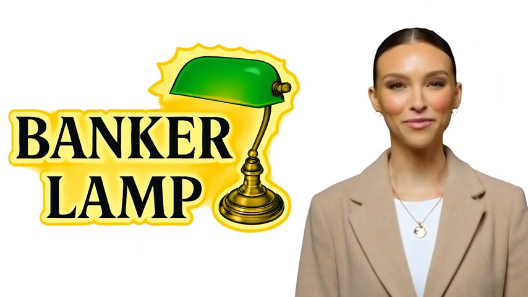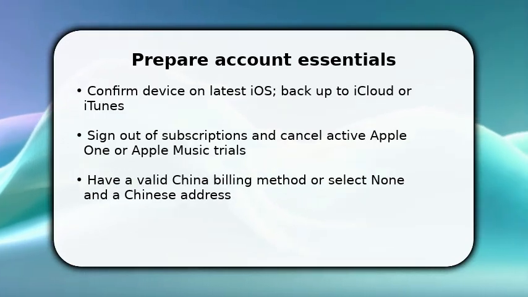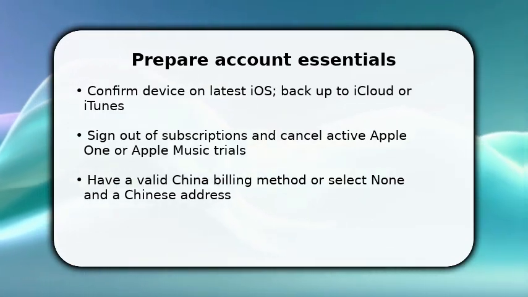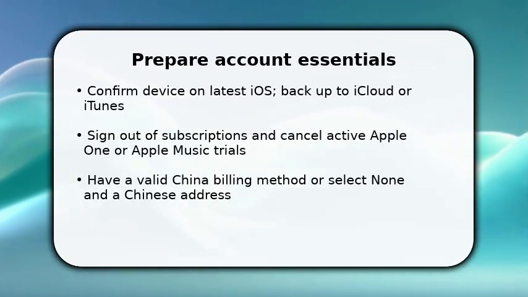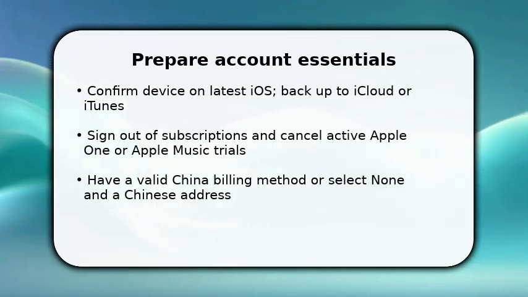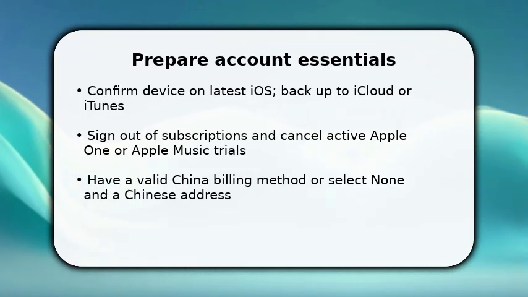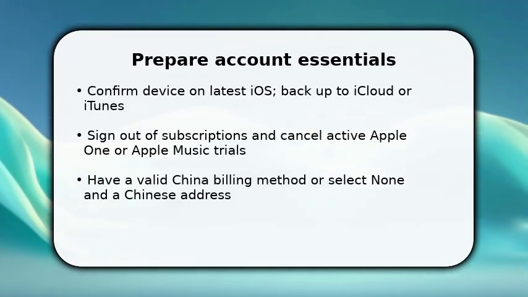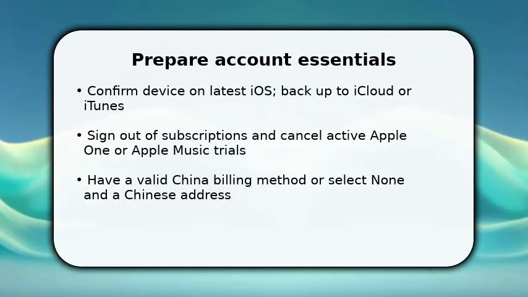Please enjoy the video. You start by making sure your device is updated and backed up. This prevents data loss. Next, cancel any active subscriptions because region changes require them to be cleared. Then prepare payment details, either a China-compatible card, Alipay, or choose none, and have a local Chinese address ready. Once done, you'll be able to edit country settings without interruptions, so make sure every subscription and payment item has been resolved before moving on.